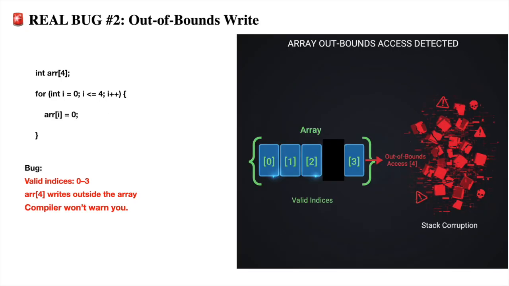Let's see the next real bug, which is an out-of-bounds write. Take an integer array of size 4. The indexes from 0 to 3 are the valid indexes. If I write outside that, for example ARR of 4, you may see a segmentation fault error. The compiler would not warn you. You will see those crashes at runtime only.